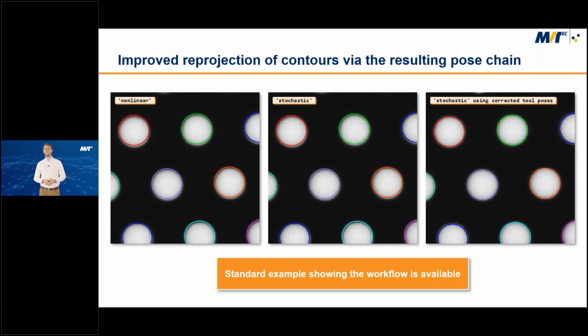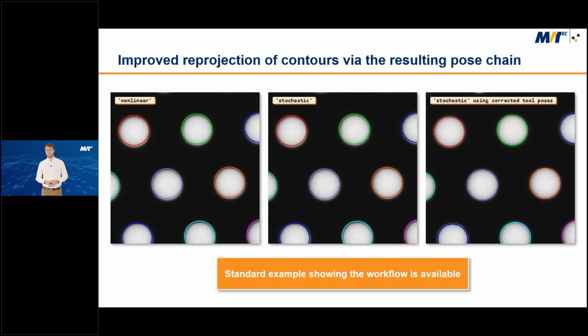We of course have for this also a standard example available that will show the workflow of the stochastic method, but it's not that much different. It's simple: you set the stochastic method and then afterwards correct for the tool poses.